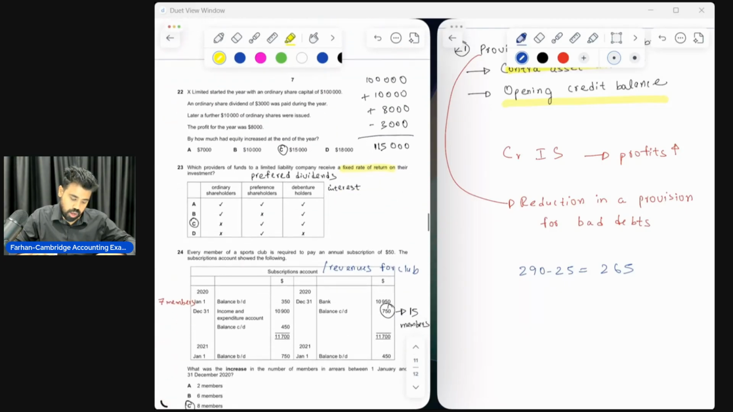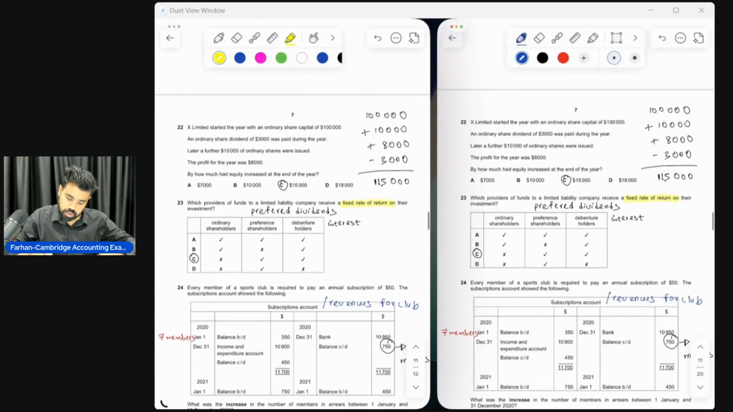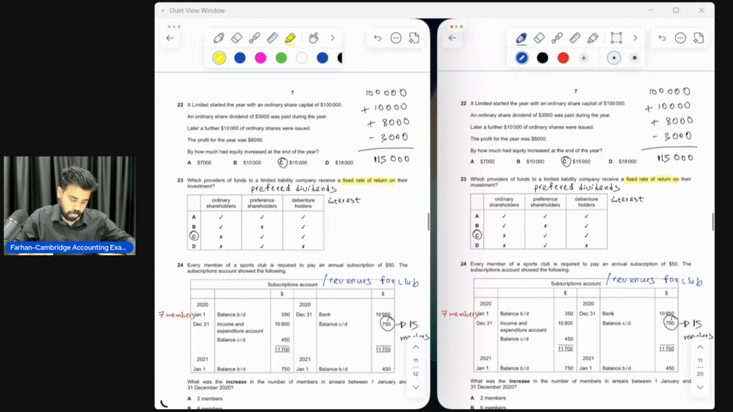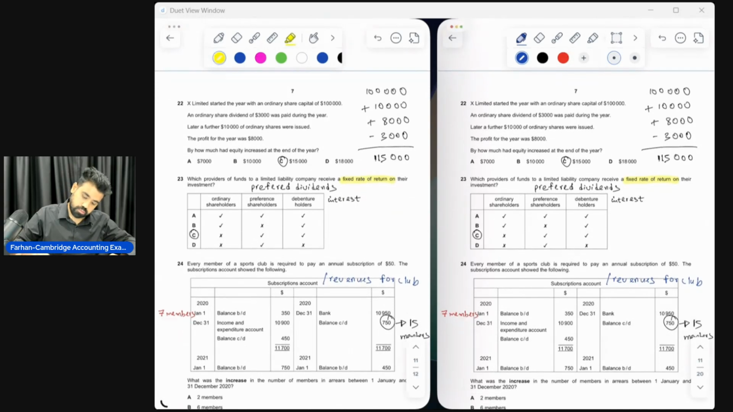Now let's start with question number 22. X Limited started the year with an ordinary share capital of $100,000. An ordinary share dividend of $3,000 was paid during the year. Later, a further $10,000 of ordinary shares were issued. The profit for the year was $8,000. By how much had equity increased at the end of the year?